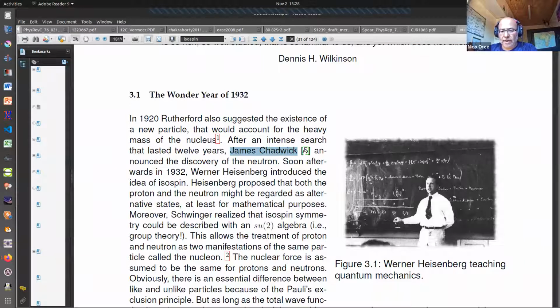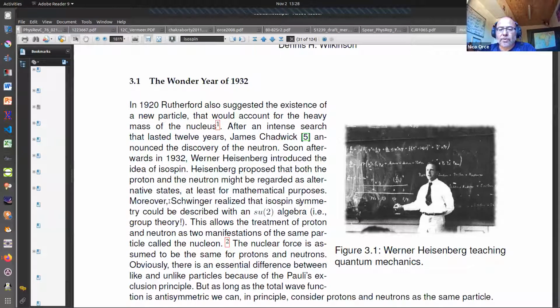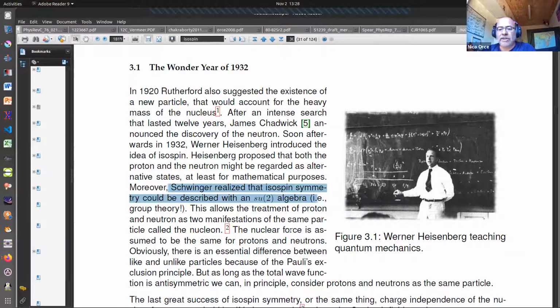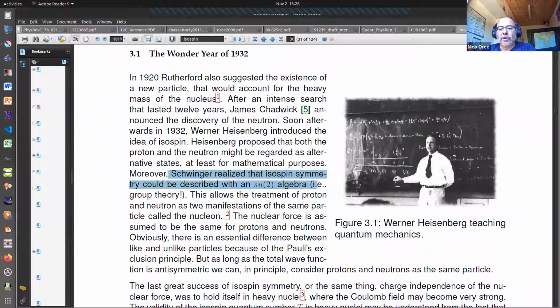And in the lecture notes, you have different references where you can go and check. So Werner Heisenberg introduced the idea of isospin, proposed that both the proton and the neutron might be regarded as alternative states, at least for mathematical purposes. And then Schwinger realized that isospin symmetry could be described by a particular algebra in group theory. And this allowed the treatment of proton and neutrons as two manifestations of the same particle called the nucleon.